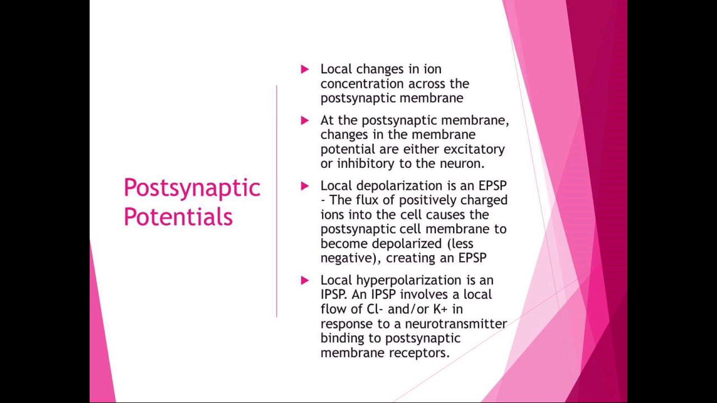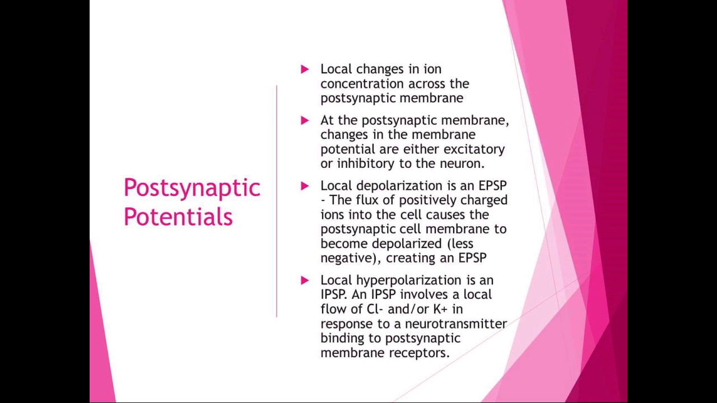So at the postsynaptic membrane, changes in membrane potential can either be excitatory or inhibitory to the neuron. A local depolarization of the postsynaptic cell is an excitatory postsynaptic potential. A flux of positively charged ions into the cell causes the postsynaptic cell membrane to become depolarized, or less negative than it was before, creating an excitatory postsynaptic potential. That means the cell is more likely to fire off an action potential. It's an excitatory setup.